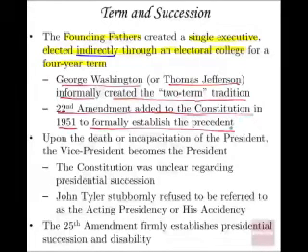And so it is now embedded into our Constitution, where a president can only serve 8 years, or actually 2 terms, 2 full terms, or less than half of another president's term, and 2 terms of his or her own.